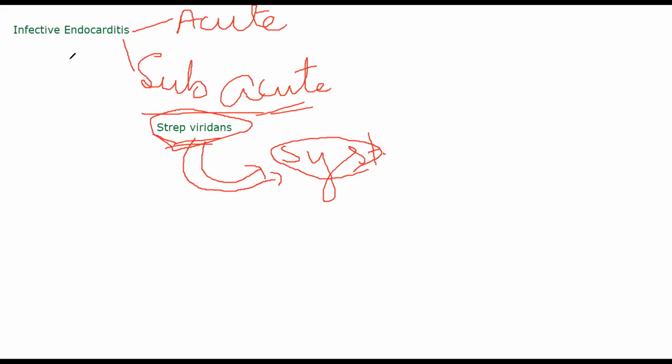Acute, on the other hand, occurs from a very, very virulent organism. Something like Staph aureus, Staphylococcus aureus. That's a very potent bacteria, as you know. This fellow is one of the most common causes of infective endocarditis.